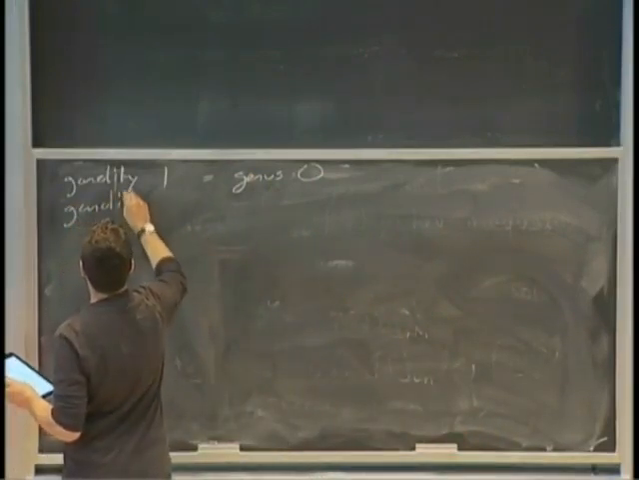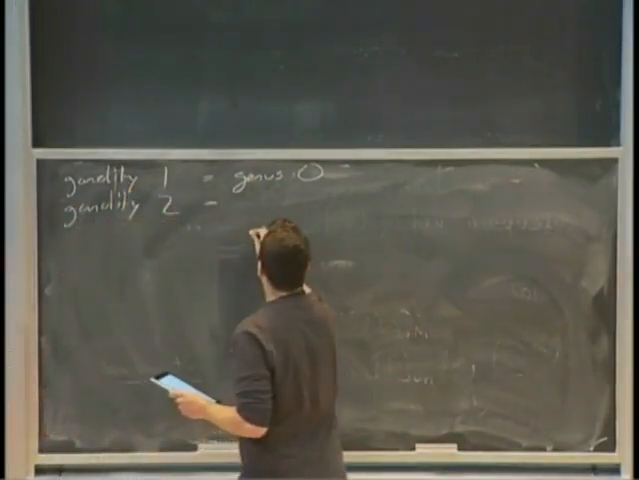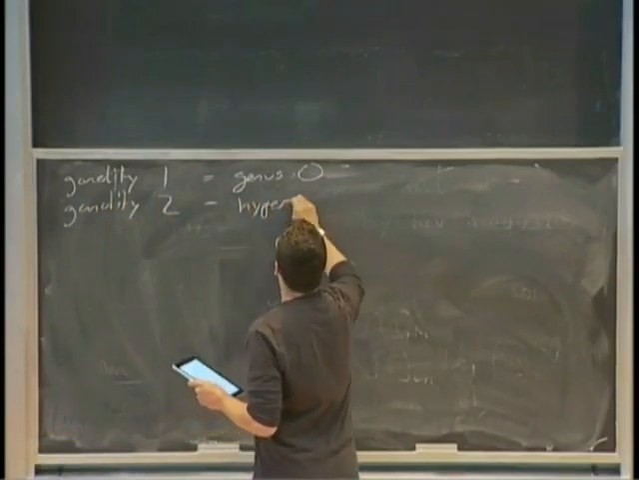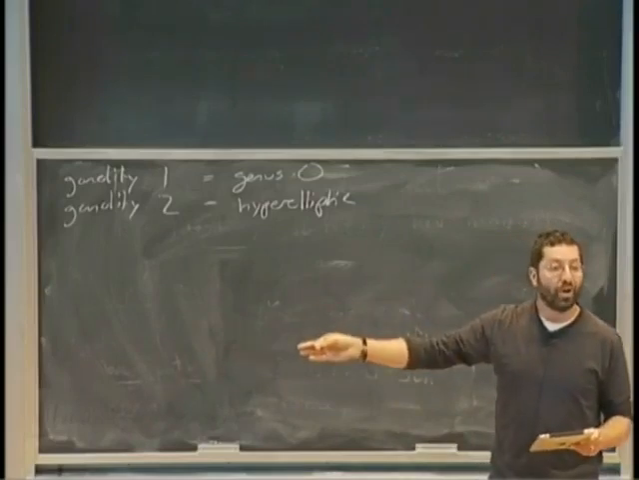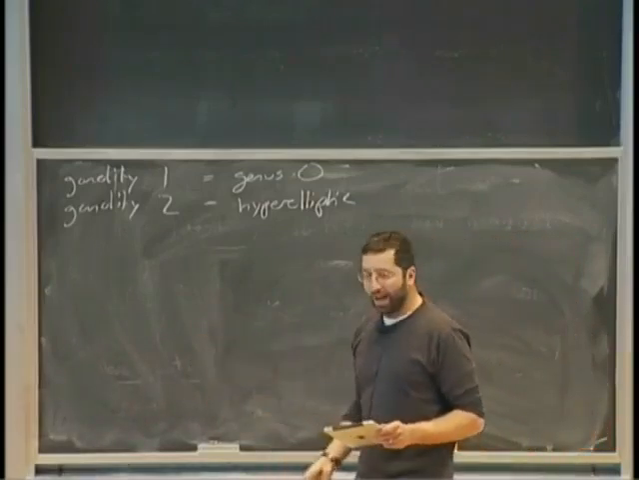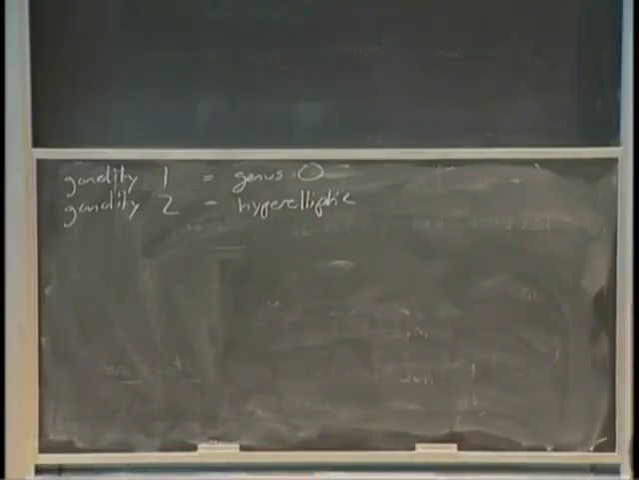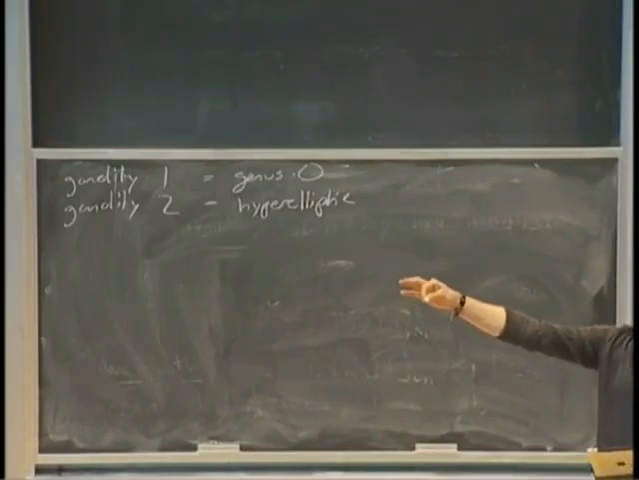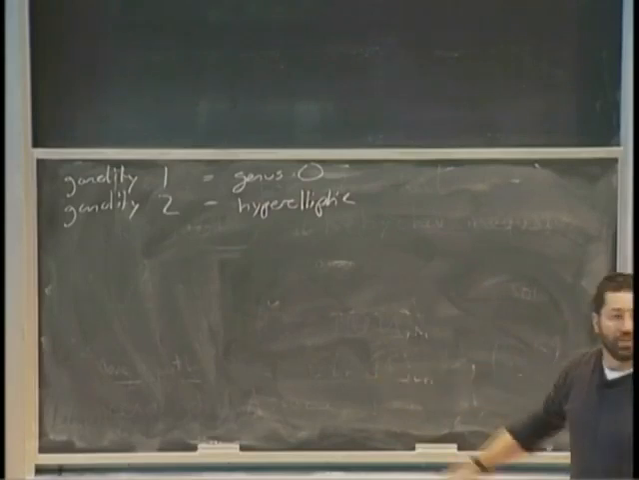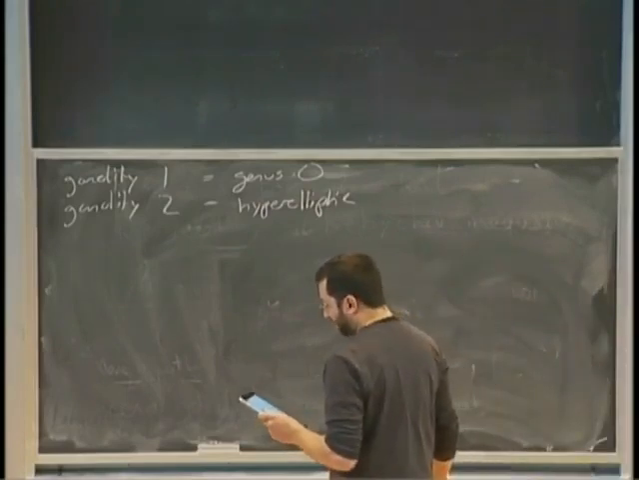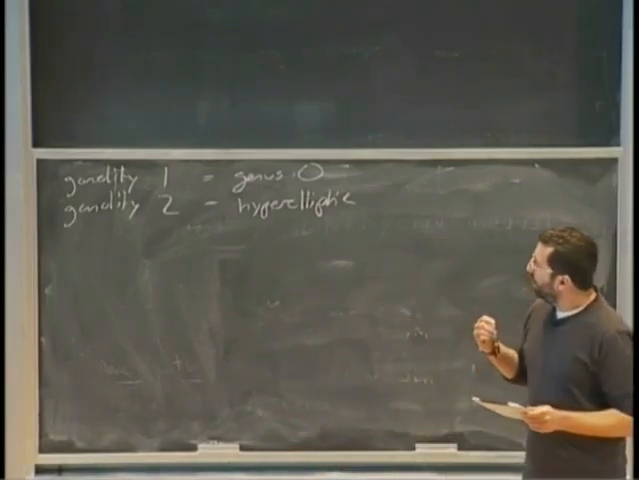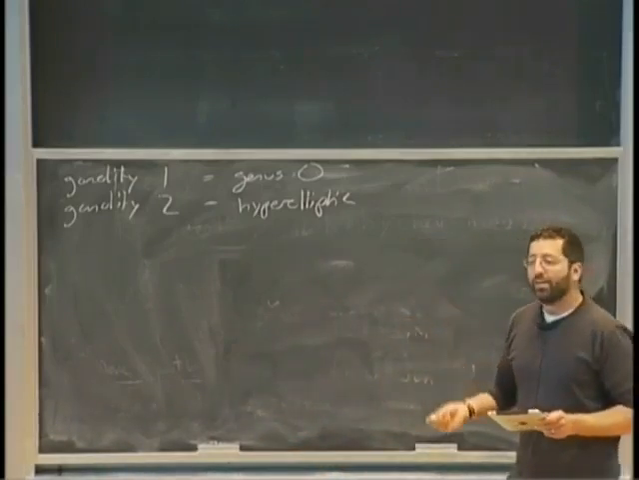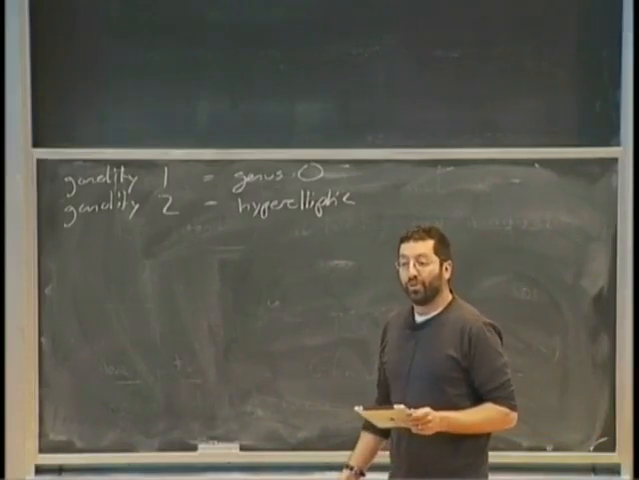Gonality 2 is the same thing as being hyperelliptic. In algebraic geometry, a hyperelliptic curve is precisely one which is a double cover of P1. So this word gonality is a generalization of the very useful notion of hyperelliptic, to looser and looser conditions on the curve. But this really is an invariant of the complex structure on the curve. You can't read it off the topology.